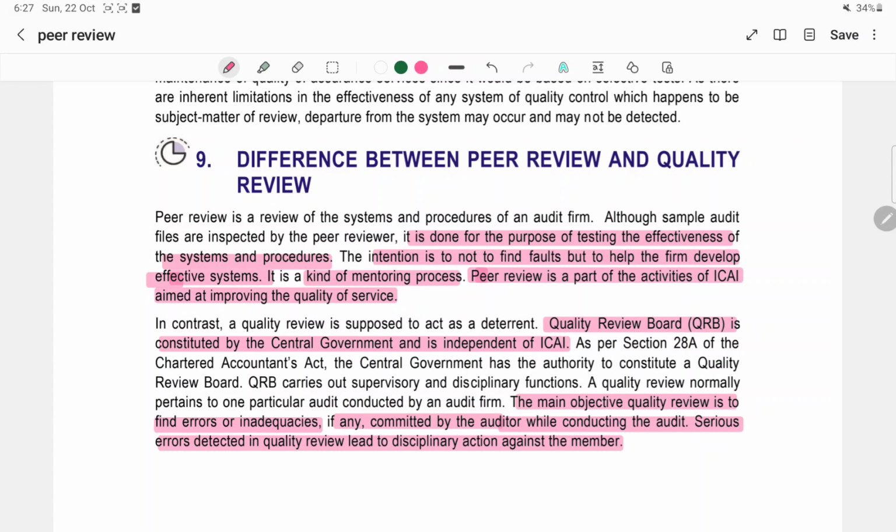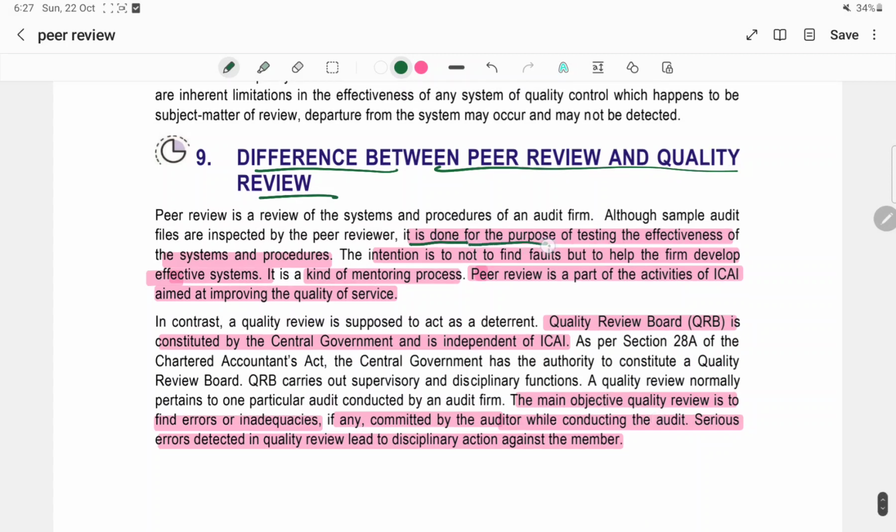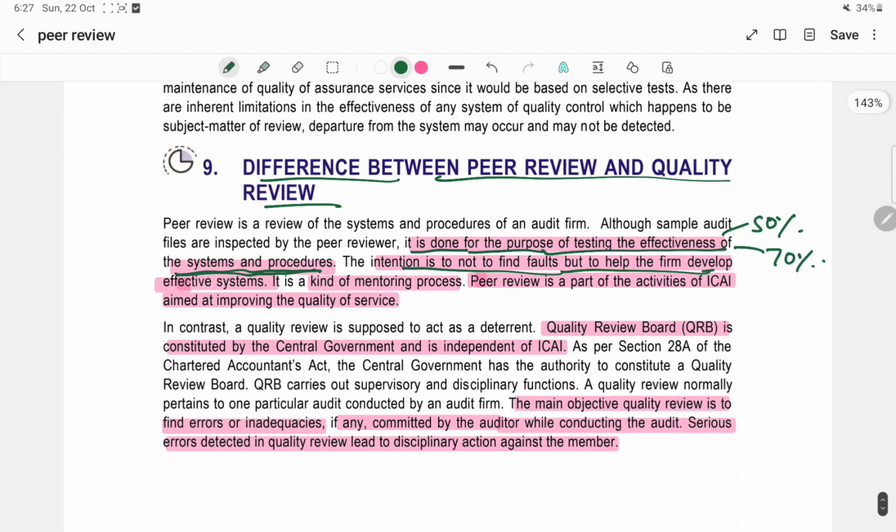The difference part is very easy. In the difference between peer review and quality review, you will see the direct differences. Peer review is done for the purpose of testing the effectiveness of the procedures. We just have to check how effective it is, whether it is 50% effective or 70% effective. And it is not to find the faults. This line we read above also: in the objective para we saw that its objective is not to find the deficiencies, but just to improve the quality of the service.